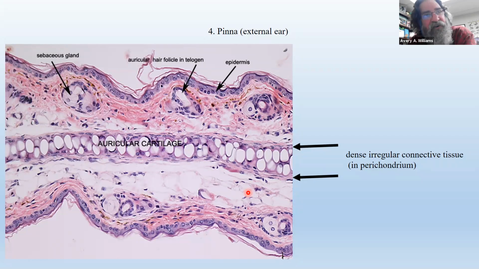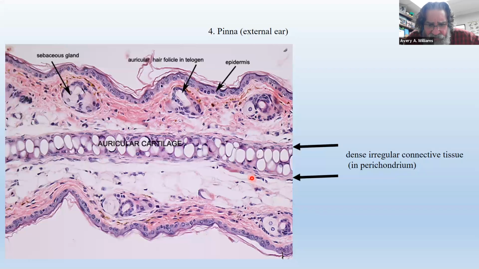Remember, fat functioned in thermal insulation in the skin, and it served as mechanical insulation in the kidneys. Well, here, dense irregular connective tissue forms the dermis, but it also forms the perichondrium. The word perichondrium means surrounding the cartilage. All cartilage, doesn't matter where it is, if it's in the ear or in your nose or in your ribs or wherever you can have cartilage, it's always, always, always enveloped in this fibrous connective tissue membrane called perichondrium. That literally means around the cartilage.